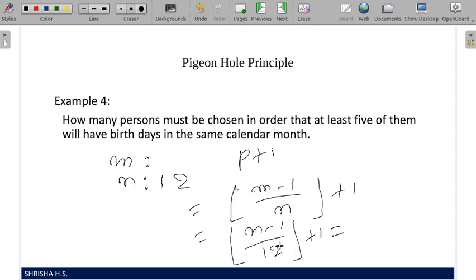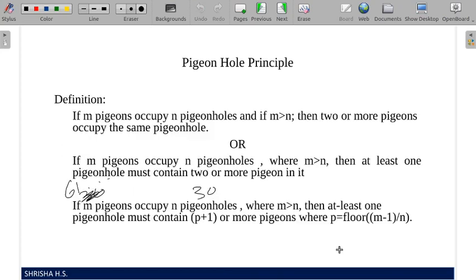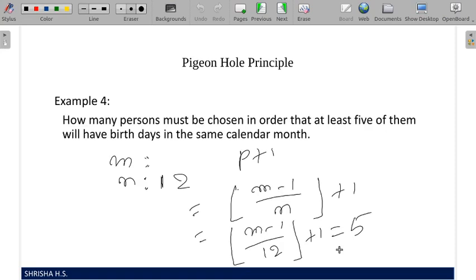We don't know how many pigeons there are, but we know how many pigeons are required for a single nest, that is a minimum of 5. See the definition again: where m is greater than n, at least one pigeonhole must contain p plus 1 or more pigeons. So at least one calendar month must contain 5 or more birthdays. So (m minus 1) by 12, plus 1, should be at least 5.